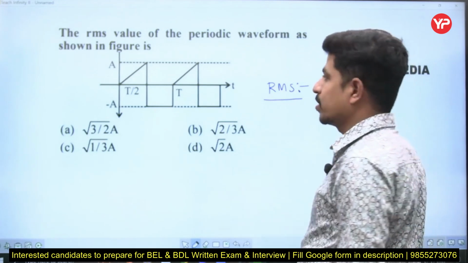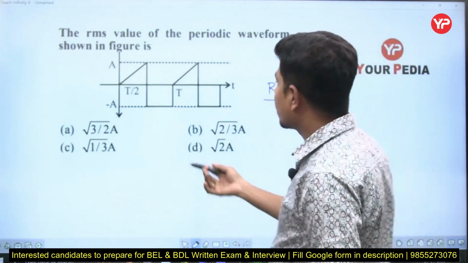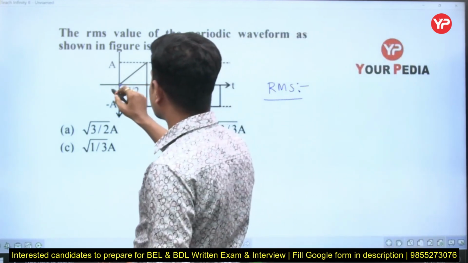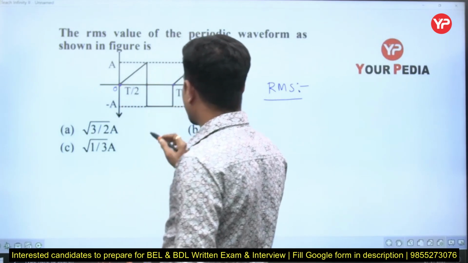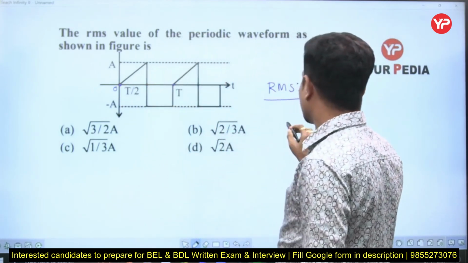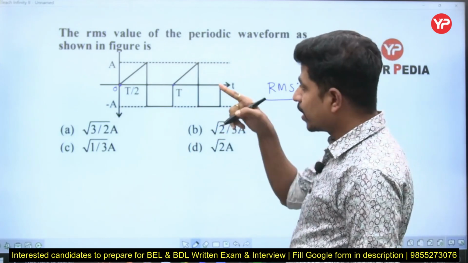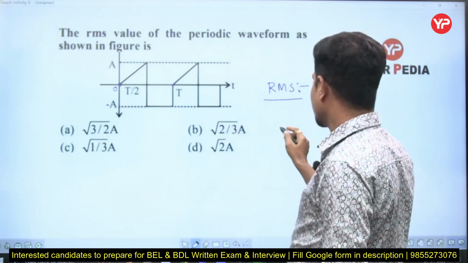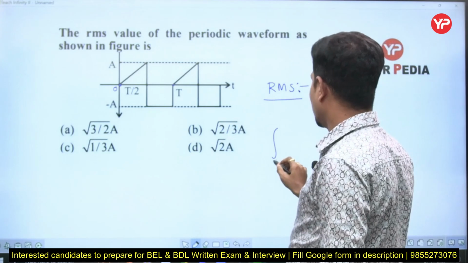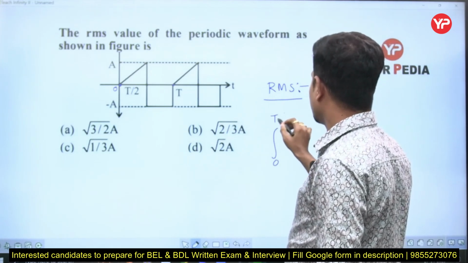Okay, that is the actual process. Now this is a periodic waveform with a total period of 0 to T. That 0 to T is split into two parts: one is a straight line, another one is a square waveform. So I am writing the integral from 0 to T by 2.